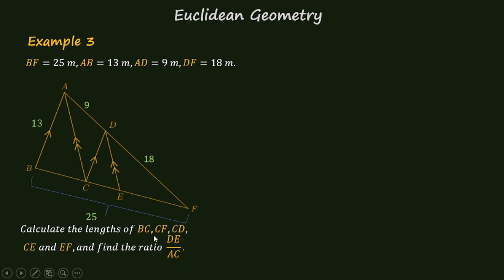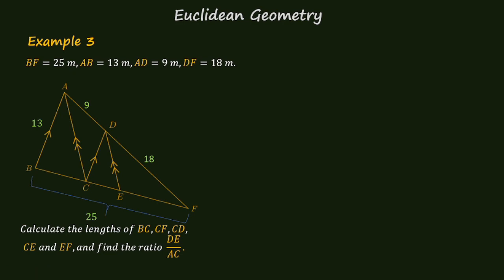Let's start with the length of BC. Let's look at the triangle FAB. In triangle FAB, we are given AB is parallel to DC. Remember the proportion theorem? If you are given a triangle and these two sides are parallel to each other, you can express the sides of that triangle as equal ratios.